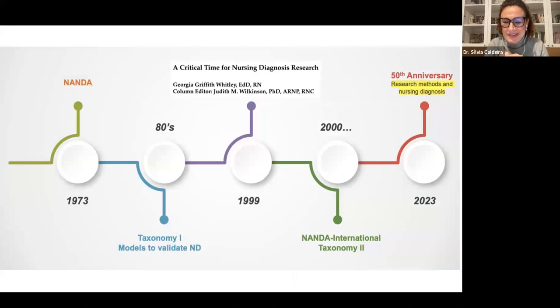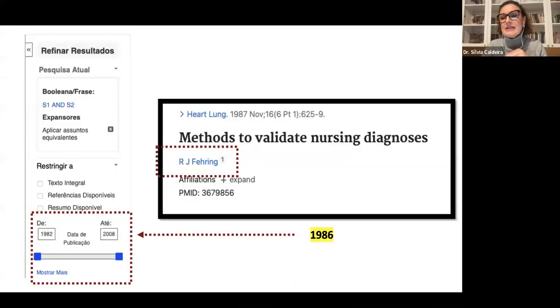But before that, it's important to recall that NANDA is now 50 years old, so there's a lot of history, there's a heritage that we need to remember. In fact, across all these years, different researchers proposed different methods to research and to improve nursing diagnosis. And it's easy to find that in literature. So from the 80s of the last century, you can find in literature different methods to validate nursing diagnosis.